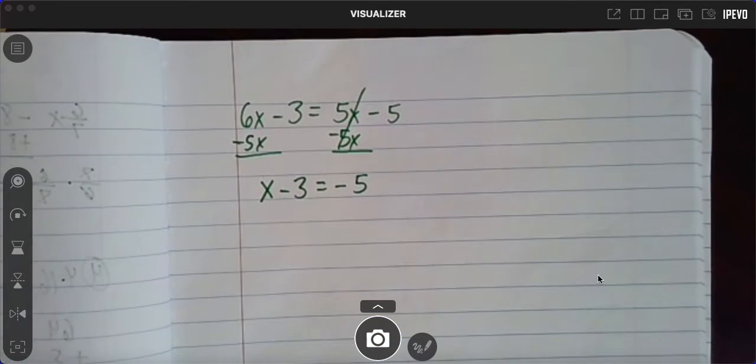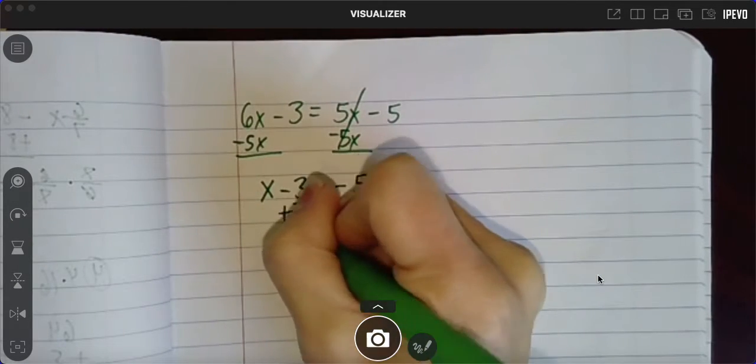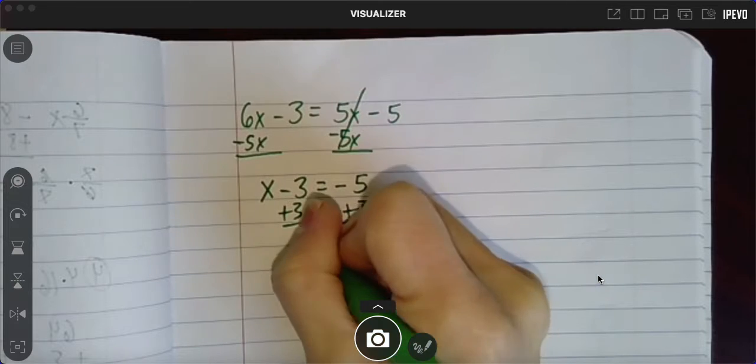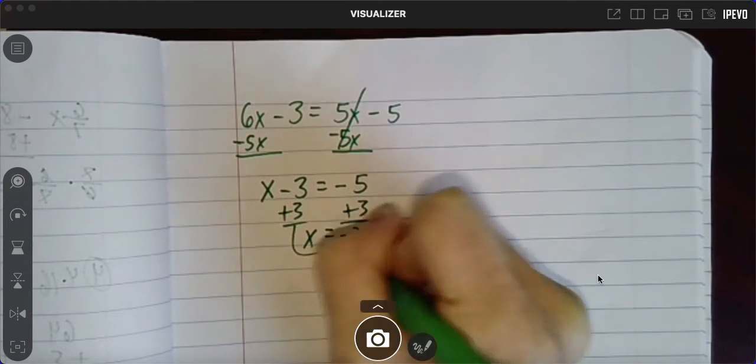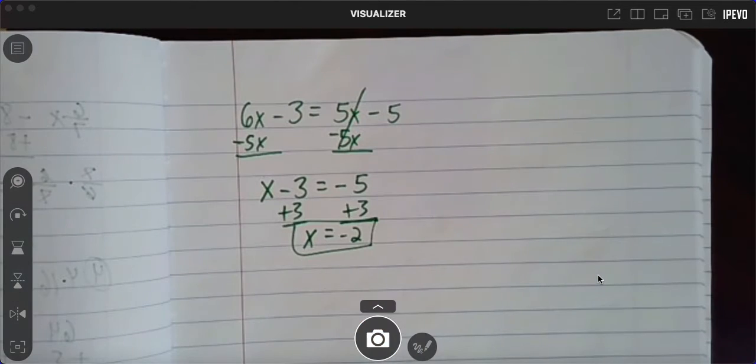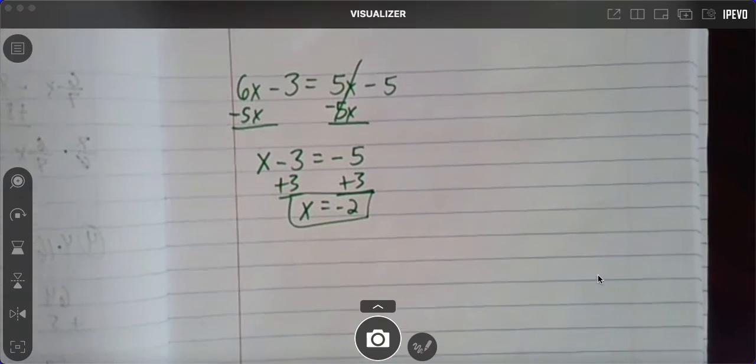Then what do I do? Add 3. And x is negative 2. So that was B. All right, any questions on the first page? Done with the first page. We're good? All right, number 8.